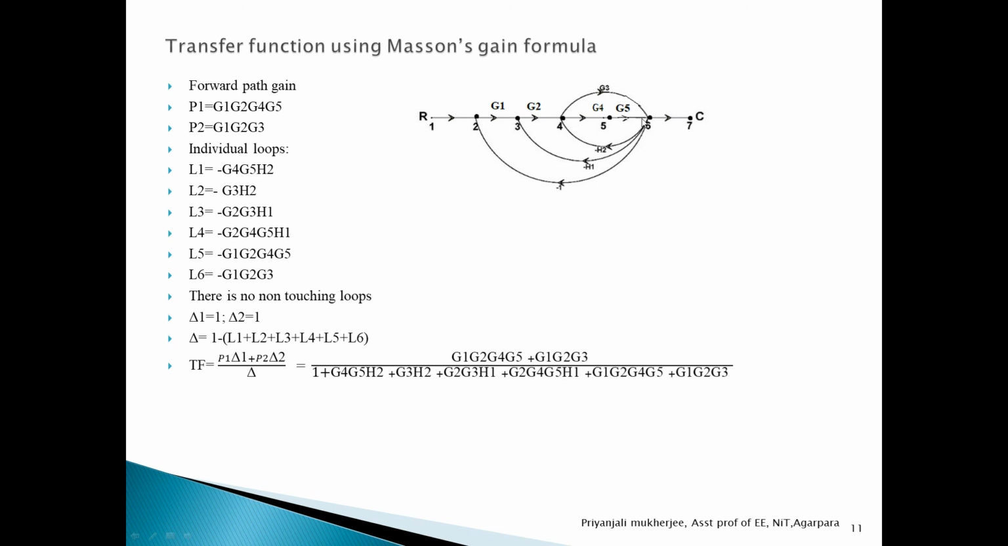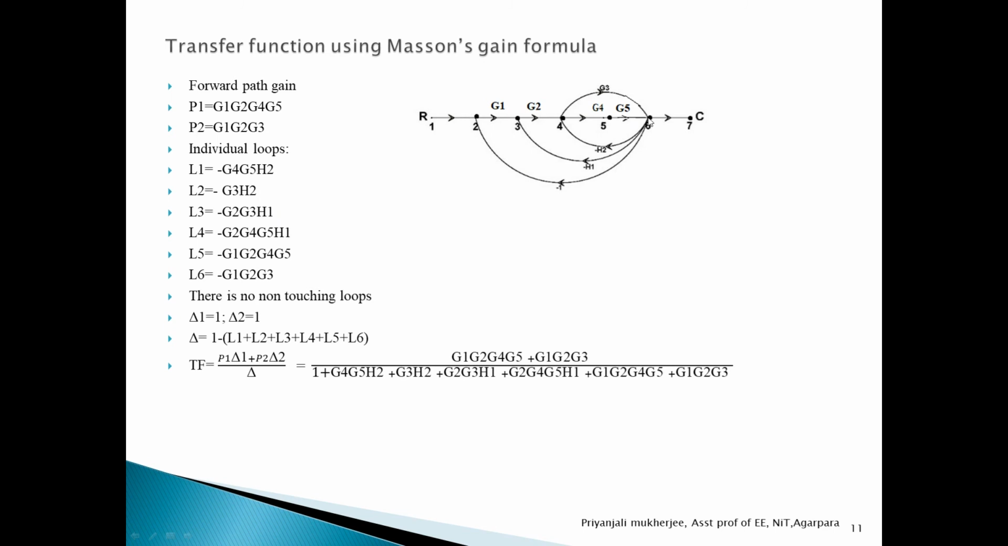So let us consider the loops. First, G4 into G5 into minus of H2, then G3 into minus of H2. Another loop is G2, G4, G5 into minus of H1, then G2 into G3 into minus of H1. Another two loops are G1, G2, G4, G5 into minus 1, and G1, G2, G3 into minus 1. So there are a total of 6 individual loops at present.